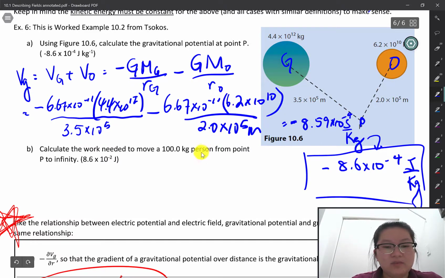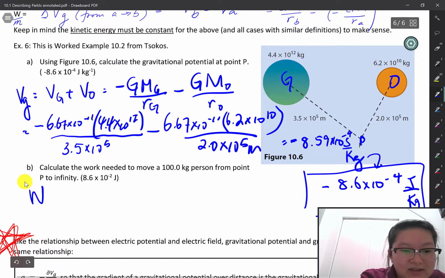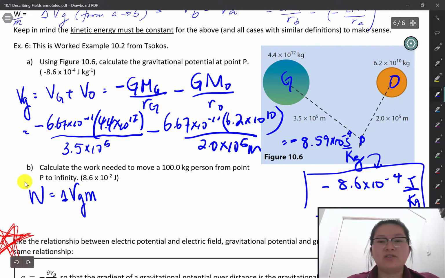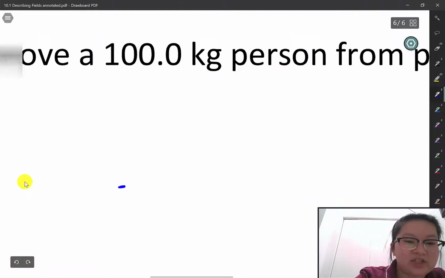And then B, calculate the work needed to move a 100 kilogram person from P to infinity. Okay? So we know that the amount of work done, very similar to electric potential, is equal to the change in gravitational potential times the amount of mass that you're moving. Meaning, the more mass of the person you're trying to move, the more work you have to do. The larger the gravitational potential difference, the more work you have to put in. So imagine moving a really heavy person up to Mount Everest. A large potential difference is going to cost you a lot of work. That's why the relationship is as you see there.